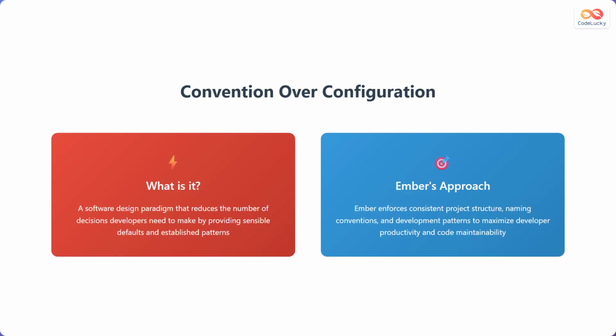Convention over configuration is a software design paradigm that reduces the number of decisions developers need to make by providing sensible defaults and established patterns. Instead of requiring extensive configuration files, the framework assumes reasonable conventions. Ember's approach enforces consistent project structure, naming conventions, and development patterns to maximize developer productivity and code maintainability. This means less time configuring and more time building features.